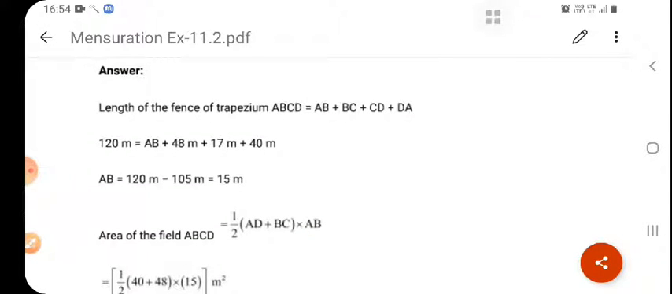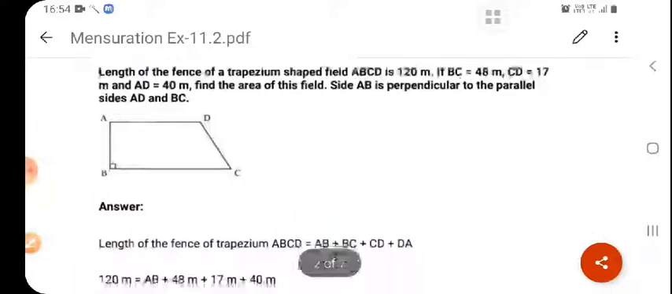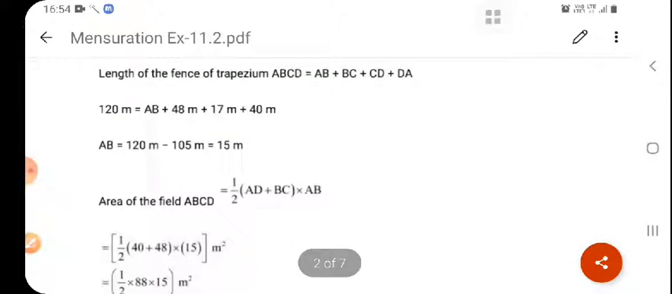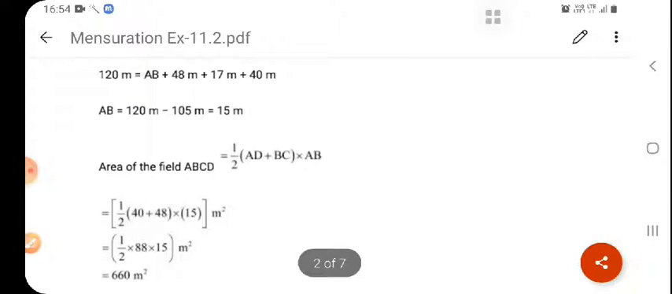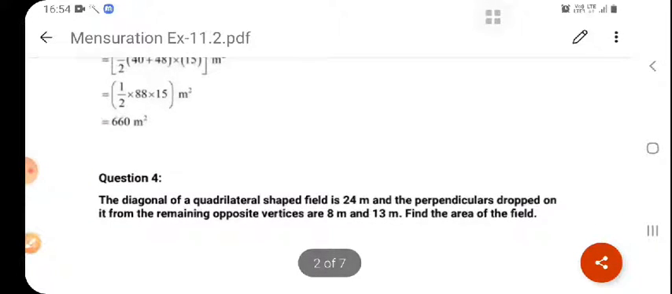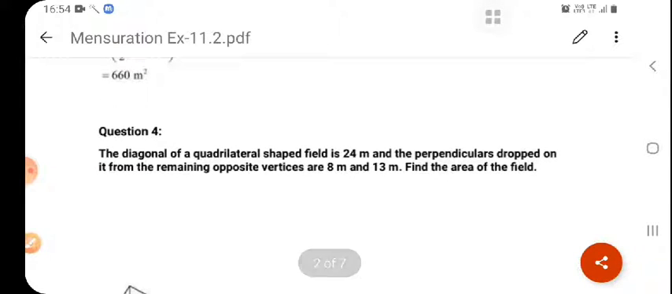So we'll put it in the area formula, half into the sum of parallel sides. Parallel sides are AD and BC. So we add AD and BC, into half, into AB, which is the perpendicular distance, and get the area 660 meter square. The same formula we are using again and again, but we are finding the values of different things.